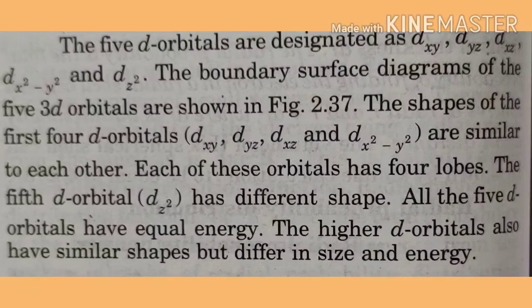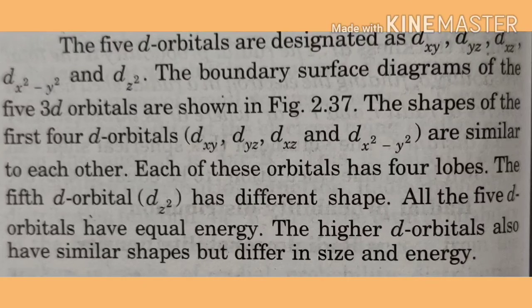All the 5 d orbitals have equal energy. The higher d orbitals also have similar shapes but differ in size and energy. 5 d orbitals having the same energy are called degenerate orbitals. Now each d orbital has two nodal planes or angular nodes. For example, dxy orbital has two nodal planes passing through the origin and bisecting the principal axis. The higher d orbitals have nodal surfaces or radial nodes in addition to the two angular nodes.